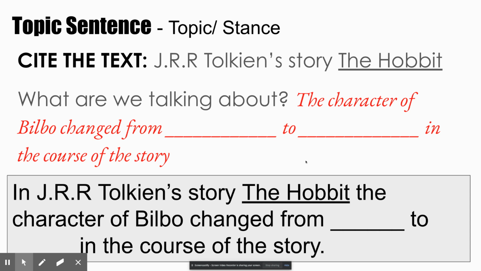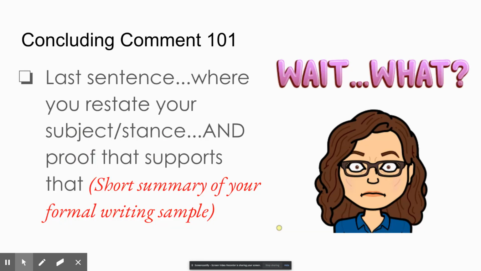So write this, pause this video. In J.R.R. Tolkien's story, The Hobbit, the character of Bilbo changed from blank to blank. You can fill out that story, but this is your guide for the paragraph. The concluding comment should be the last sentence where you restate your subject and stance and proof that supports that. A short summary of your formal writing.